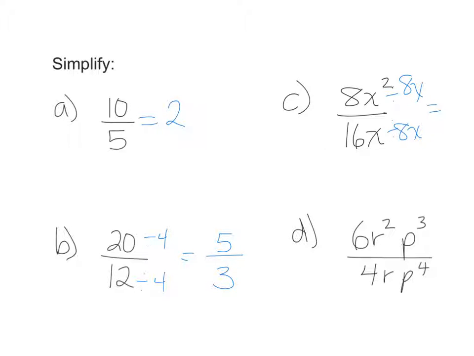So we're going to take 8x squared divided by 8x. That leaves us with x, just x on the top. And in the denominator, 16x divided by 8x is 2. So this simplifies to x over 2.